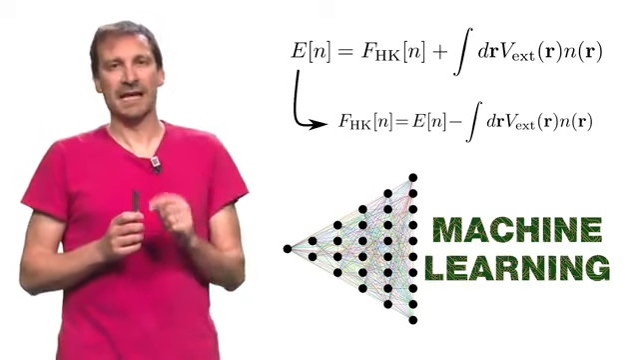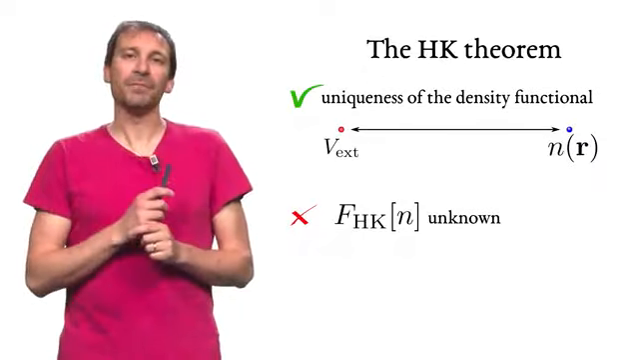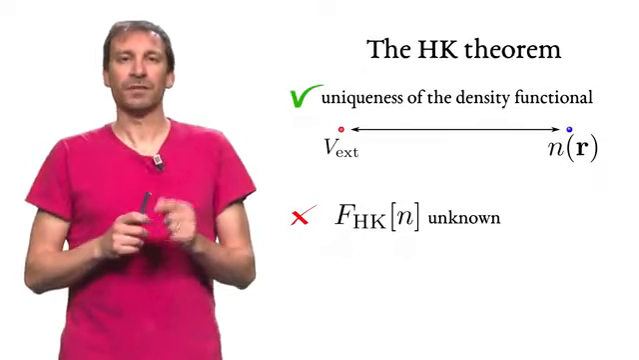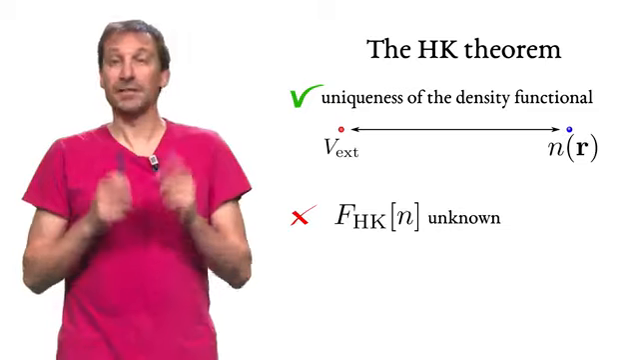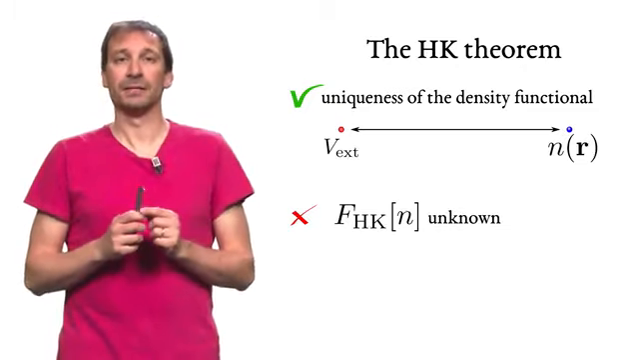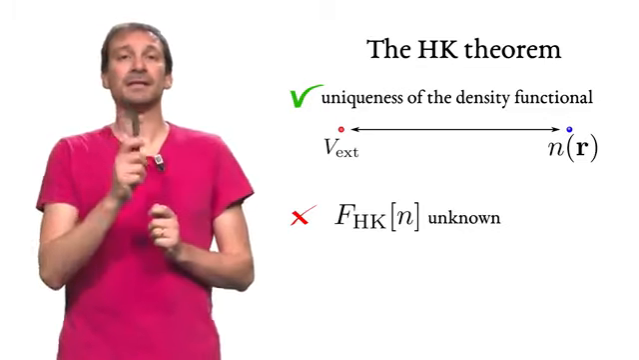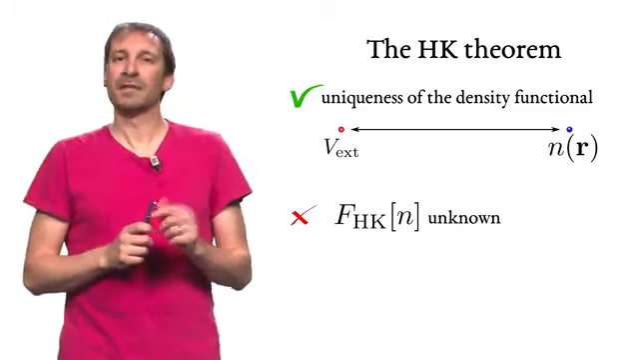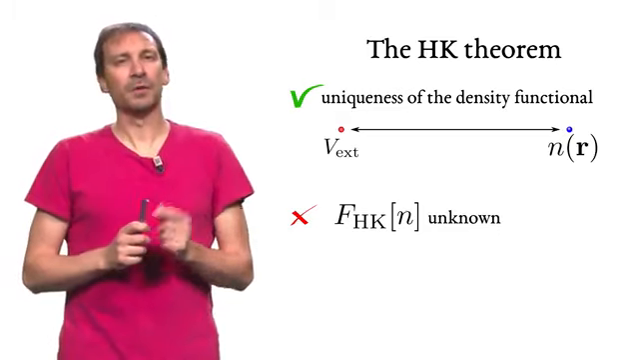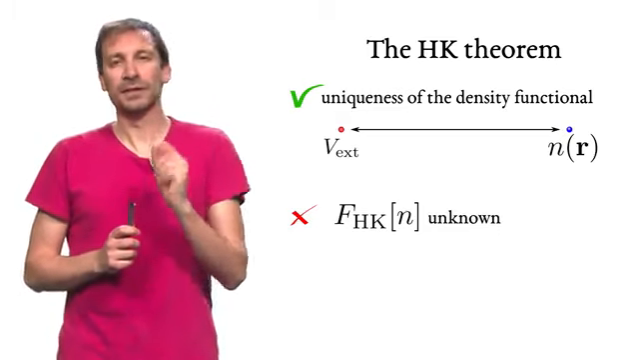What we need to emphasize now is the outcome of the Hohenberg-Kohn theorem. The functional of the density, if it exists, is unique. So for one potential, one system, one density. But it is completely unknown. I'll let you think about it a moment because I just added an important piece of information here.